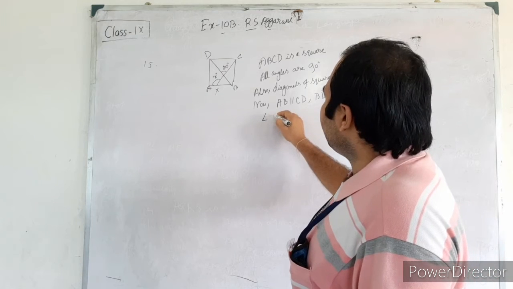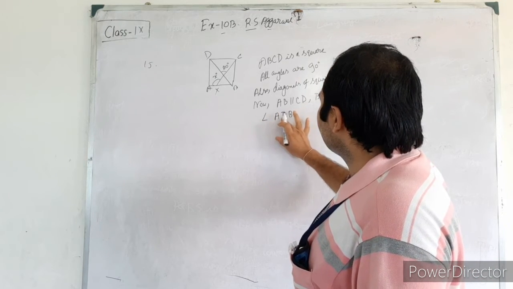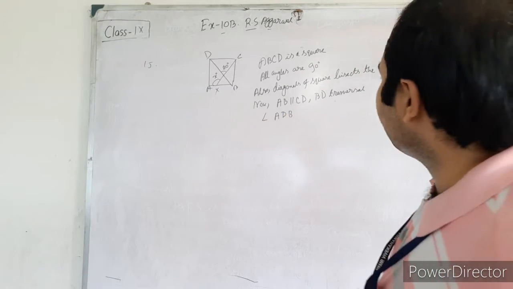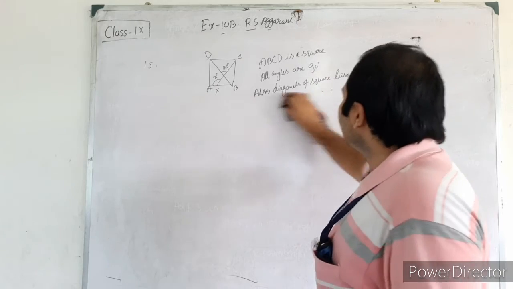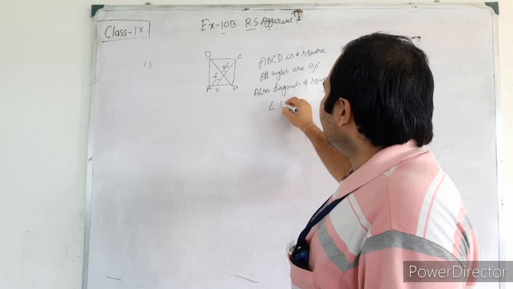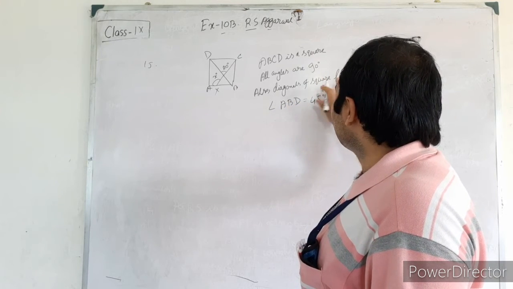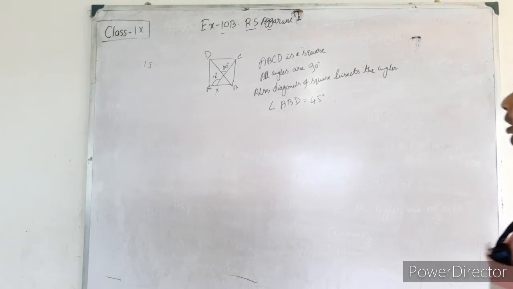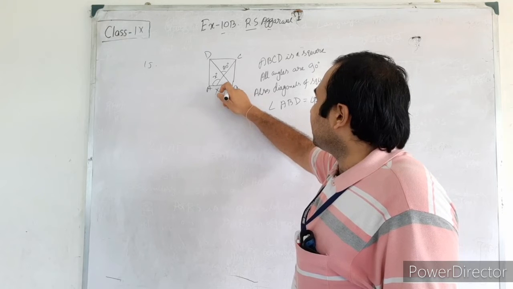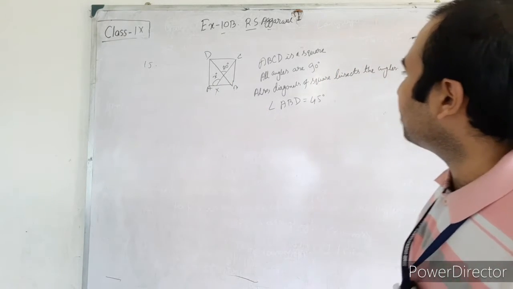Okay, directly we can say, no need to write the transversal here, that the angle ABD is equal to 45 degree, because the diagonal bisects the angle. So this total is 90 degree, so this is 45, this is also 45.